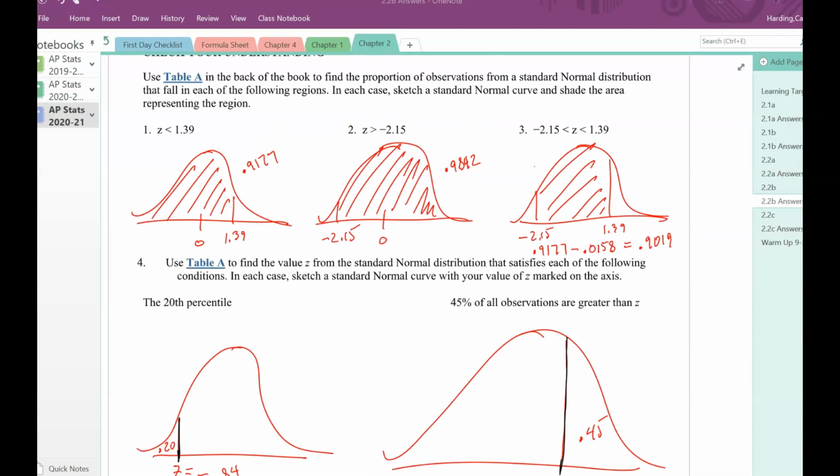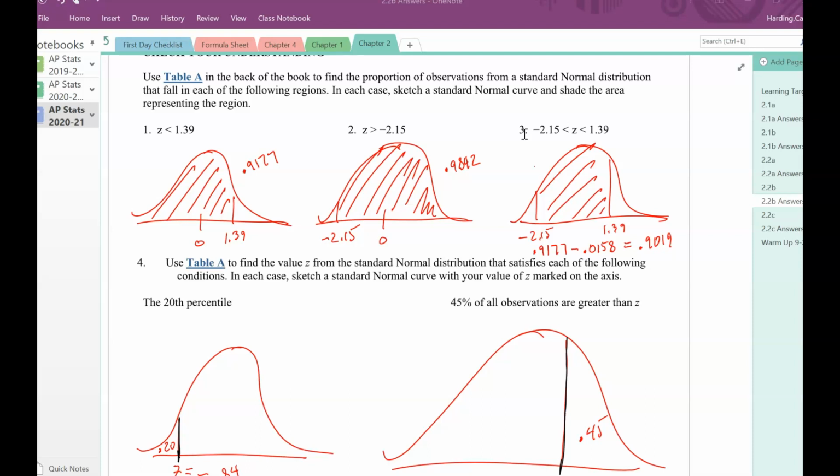Question number 1, simply looking up 1.39, seeing the area to the left. Question number 2, on the other hand, asks for a z greater than negative 2.15. So you need to keep in mind that the areas that you see in the table are to the left. They are always less than the given z-score. So when you look up negative 2.15, you need to subtract from 1 to get 0.9842. Here in question 3, the area that is between two z-scores, you just need to look up both z-scores and subtract the percentages that you see to get 0.9019.